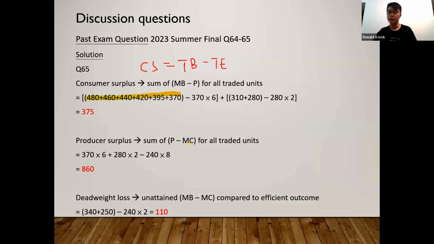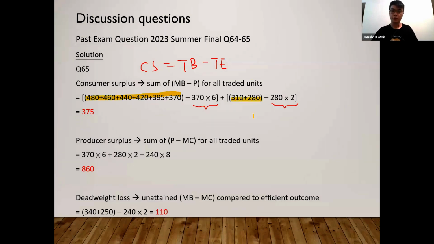All right, how about the total expenditure on the good? In the list price submarket, the price is $370 and serving 6 customers, whereas in the discount price submarket, the discount price is 280 and serving 2 customers. So the two products here will be the total expenditure of the consumers. After calculation, you should be able to find the consumer surplus, 375.